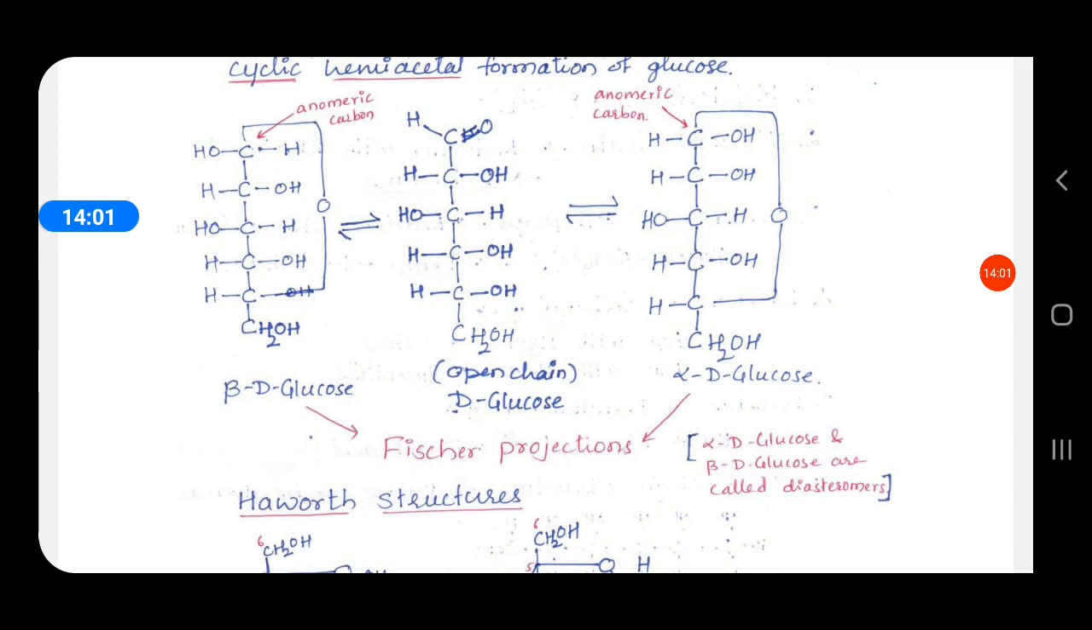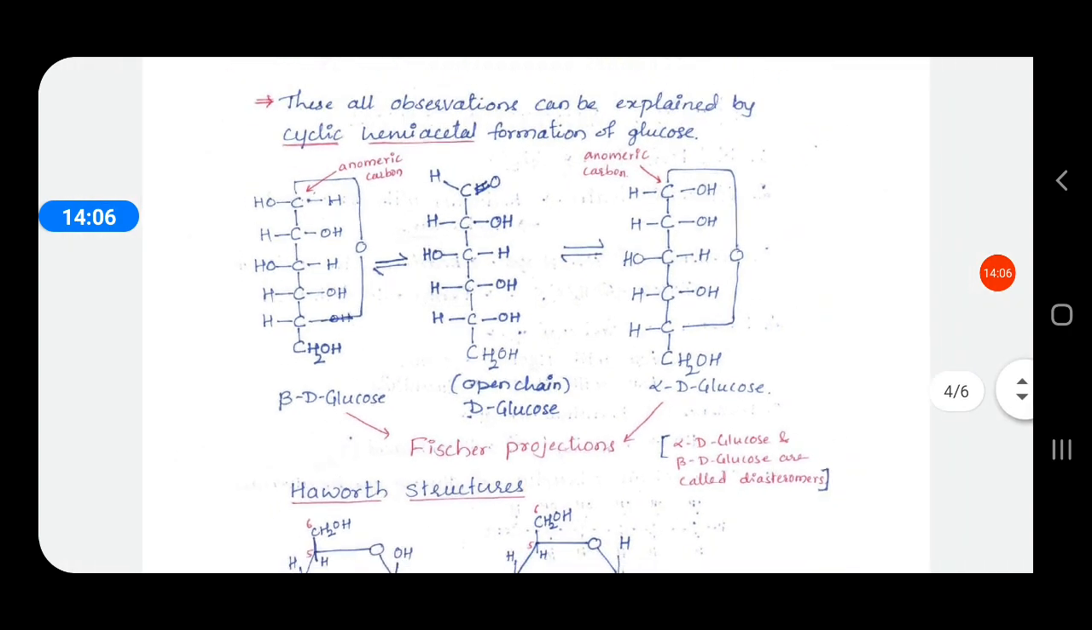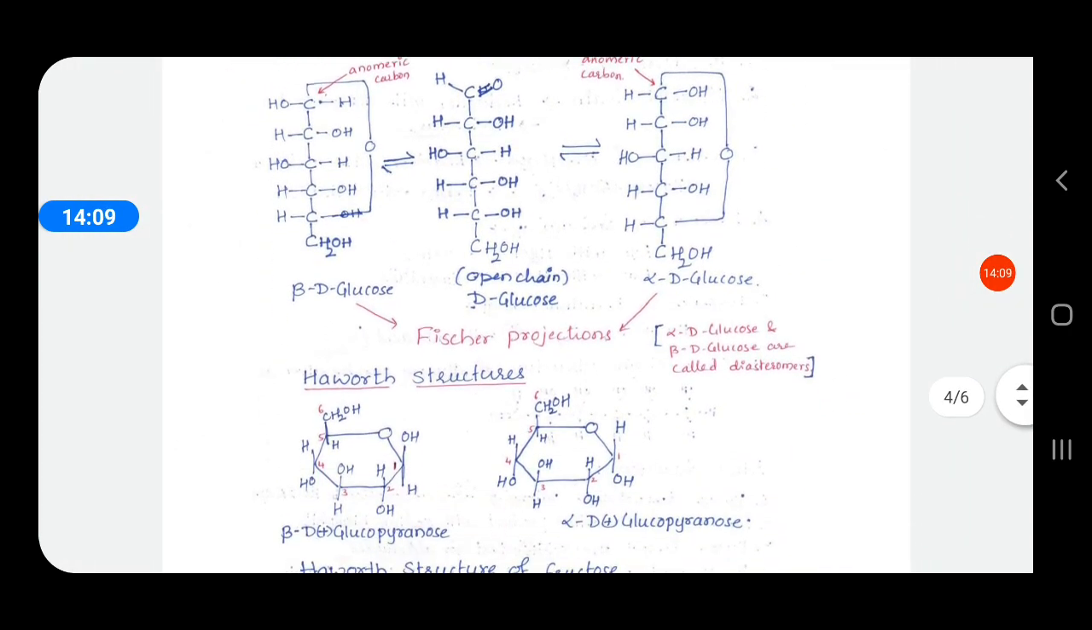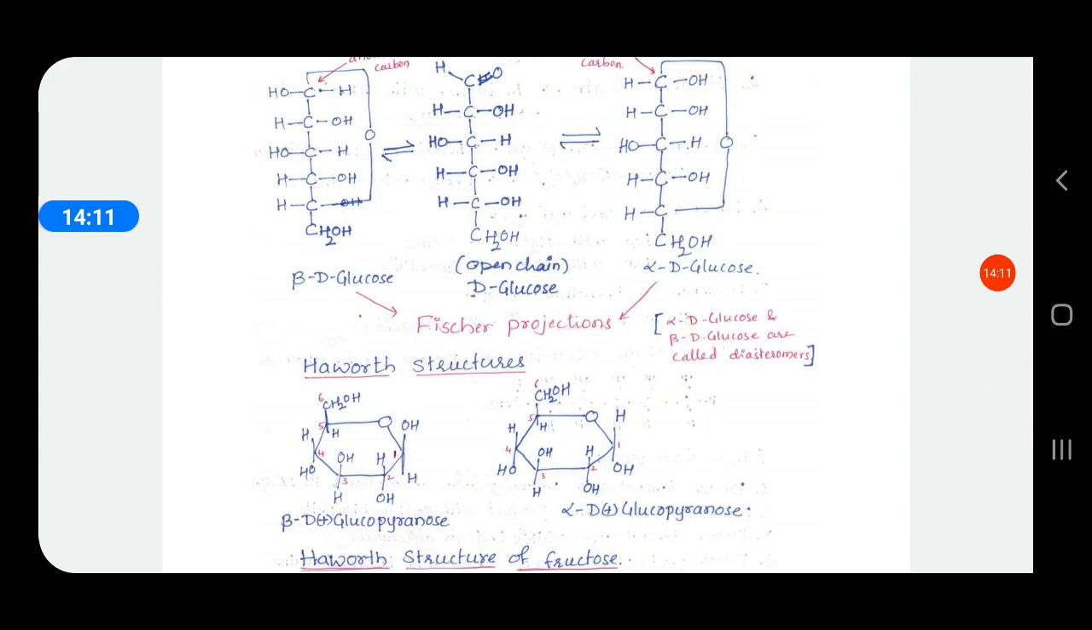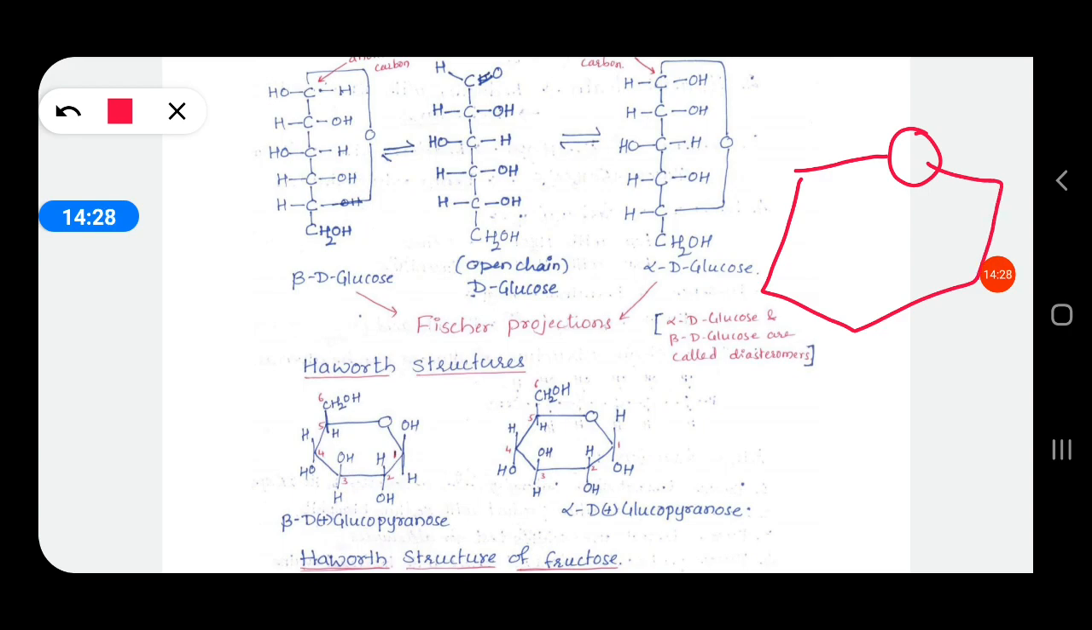Okay. Now, how to write the Haworth structure for glucose? You can see the Haworth structure of glucose. It is a 6-membered cyclic structure with 1 oxygen. So 1 oxygen and 5 carbons form a hexagonal cyclic ring, and this ring is called the pyranose ring. This type of ring is present in glucose, therefore it is called pyranose.